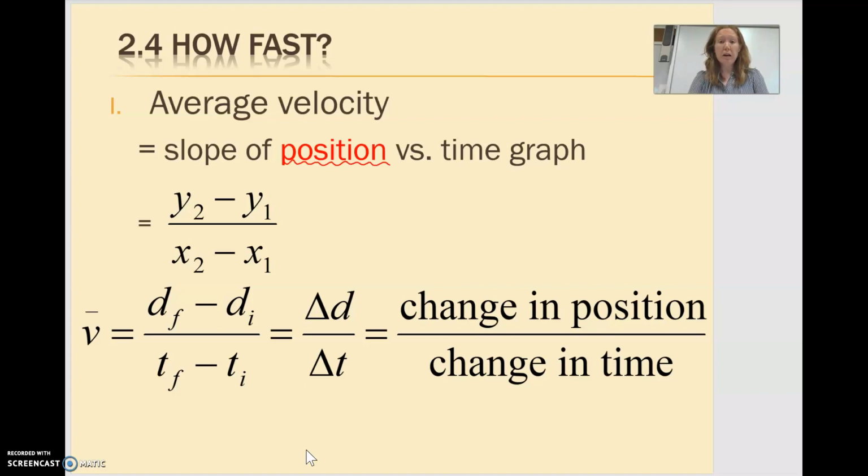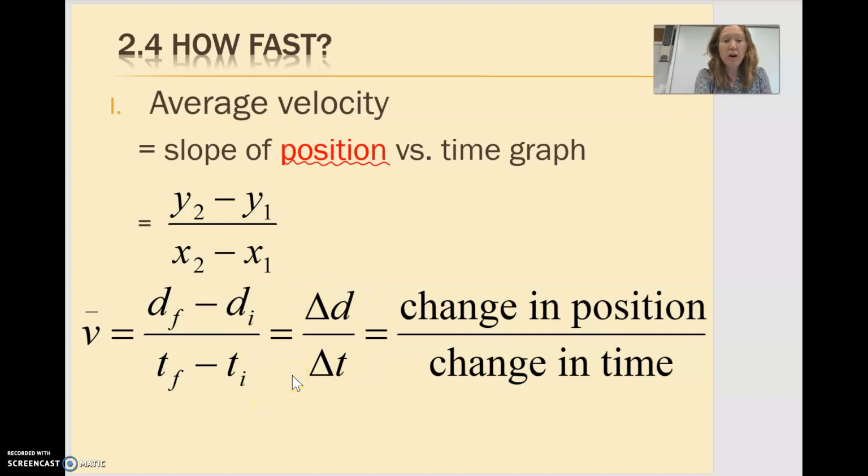Because we would put position on the y-axis and time on the x-axis, but then in physics we would not use the x and y, we would use the variables that stand for those things. In this class, we use D for position, so that's kind of lame, but it is what we use. So we would put change in position, which is also known as displacement, right? And then change in time on the bottom, and then we get our formula for velocity.